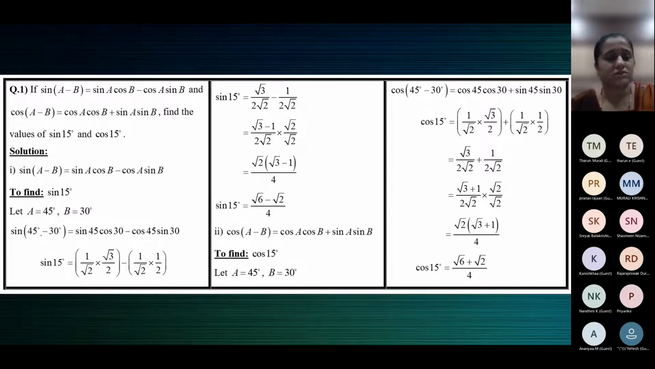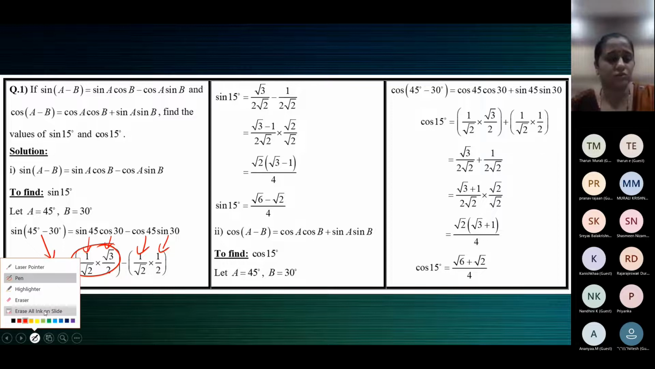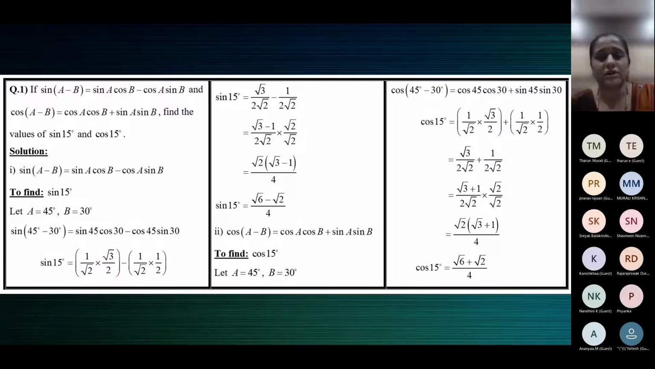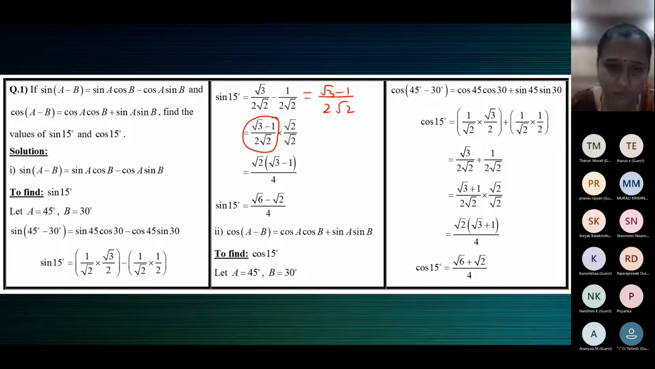So now this gives you sine 15 degrees, and here you'll have to get the values from the table. Then this product is root 3 by 2 root 2. This product is 1 by 2 root 2. Common denominator 2 root 2. So you get root 3 minus 1 in the numerator. This is what you get: root 3 minus 1 by 2 root 2.